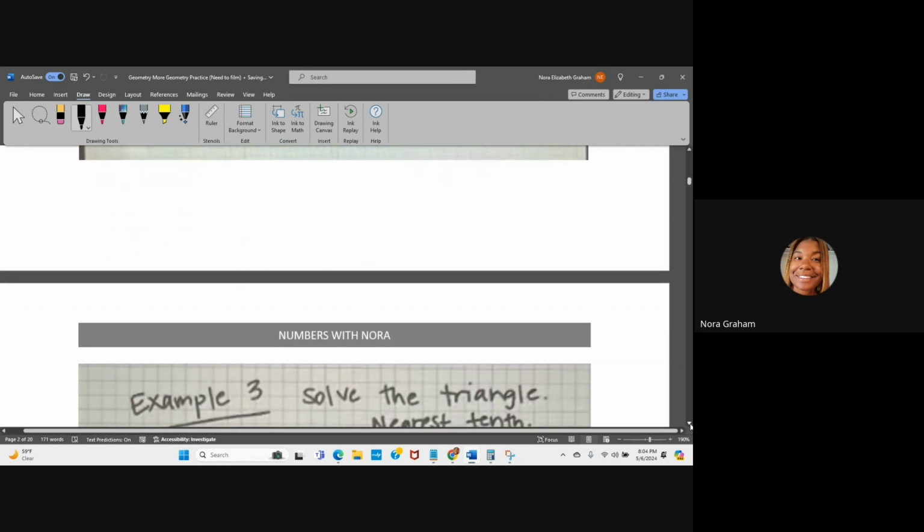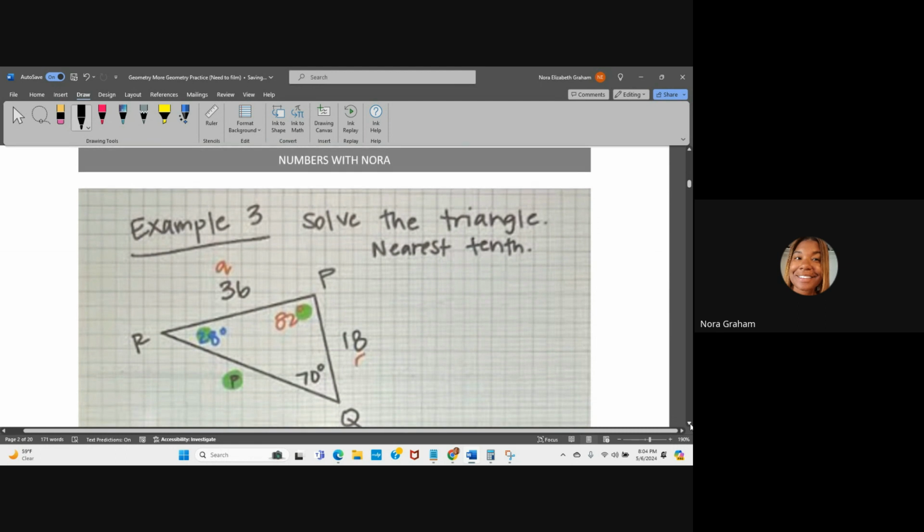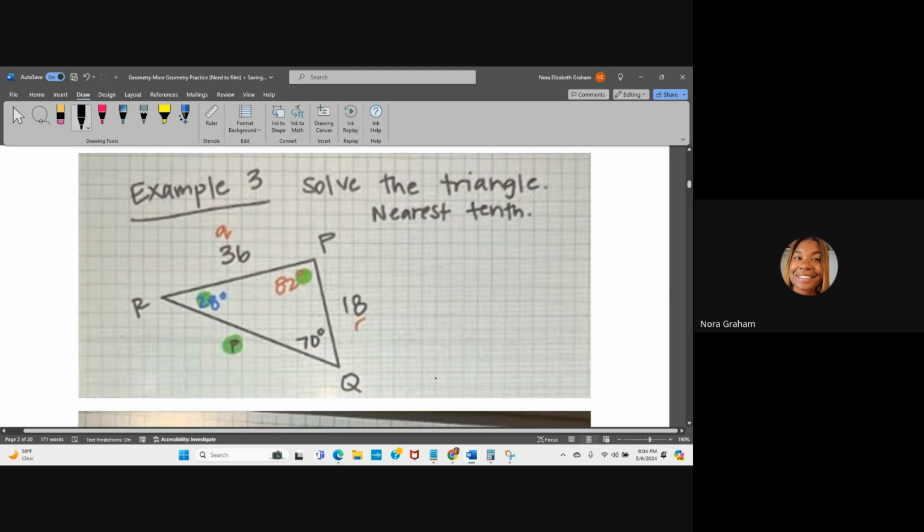And then we have example 3 down here, where you want to solve the triangle to the nearest tenth. So for this one, we're just going to find P right now. So we are going to use law of sines. When they don't tell you whether to use law of cosines or law of sines, usually try to use your law of sines first because that's the easiest one to do.